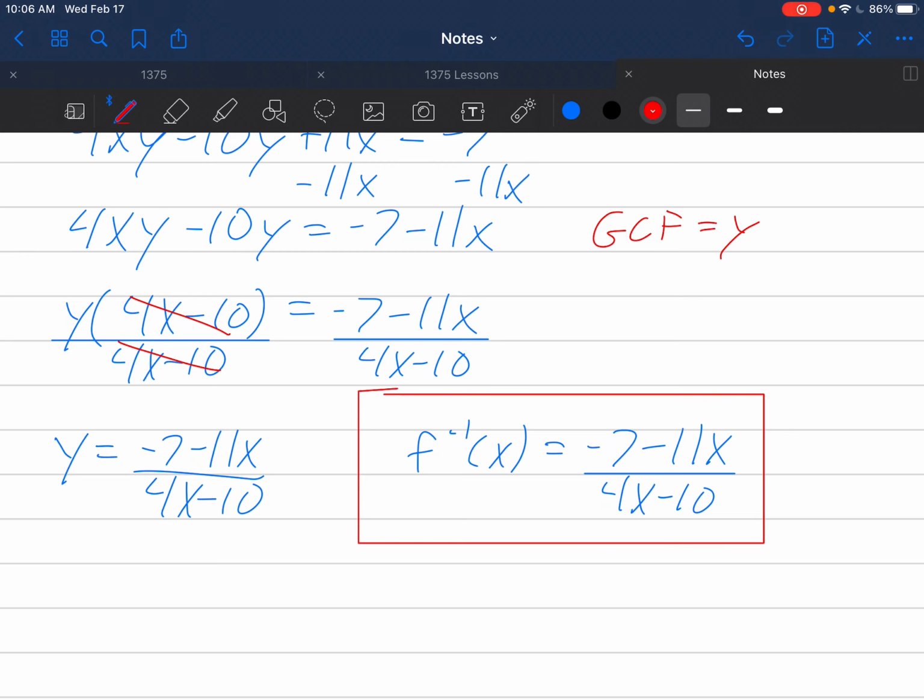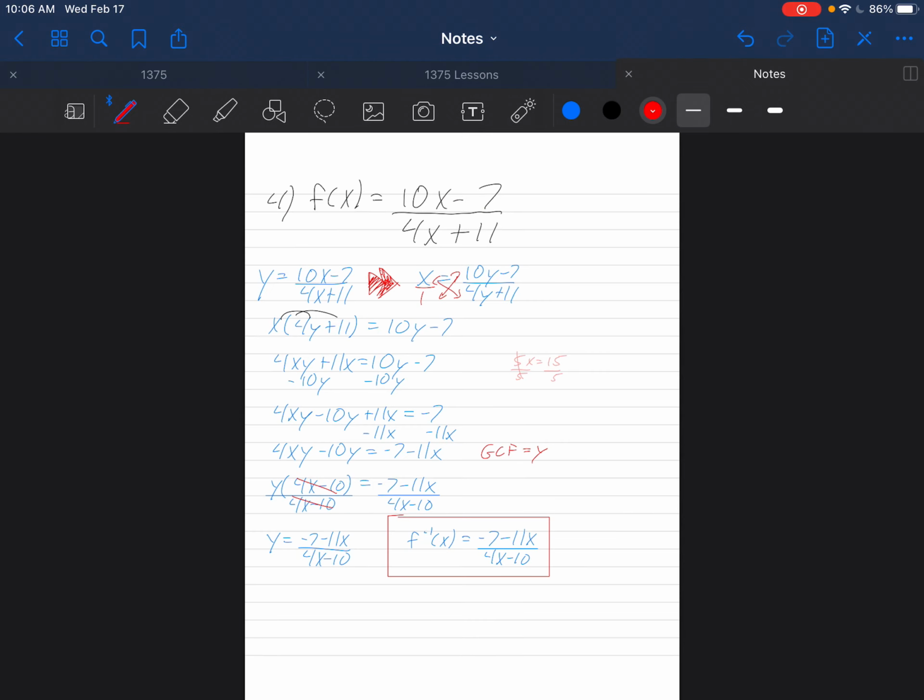I hope that shed some light on finding inverses algebraically and graphically, and also what the inverse of a function really means.